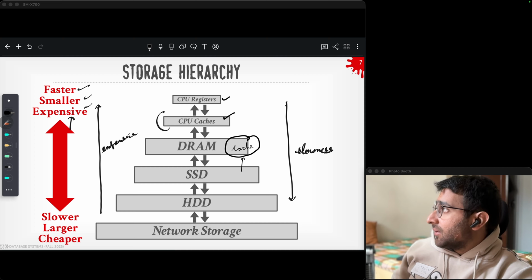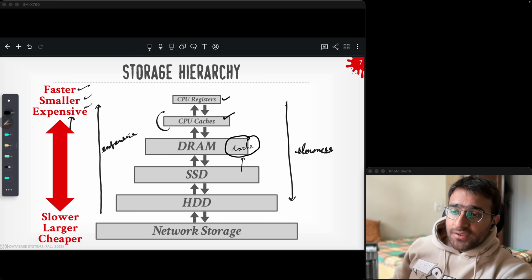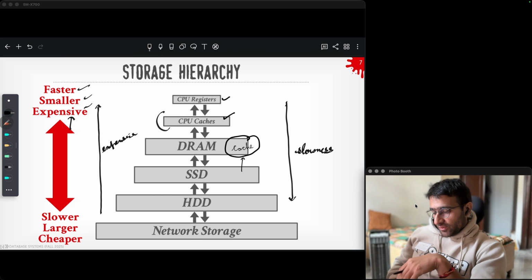Temporal locality is basically a CPU instruction using the same piece of data again and again. Like I'm using the same variable in a loop, or I'm accessing the same memory location again and again. So temporal and spatial locality, we can think of along those lines while we are storing data.